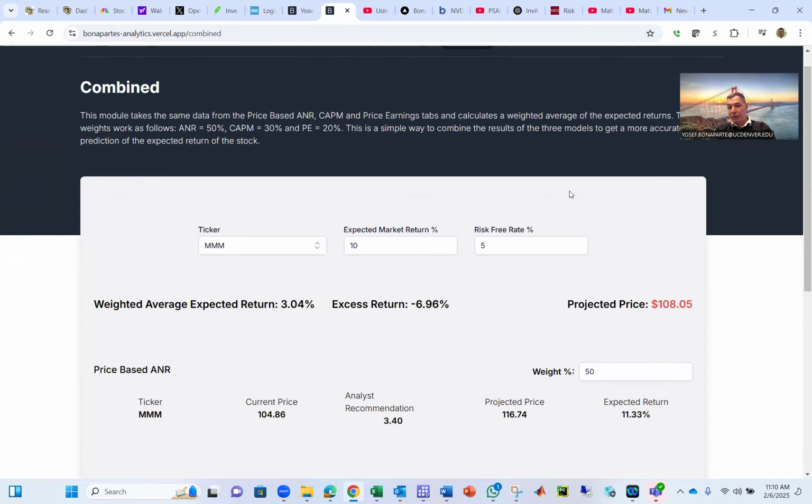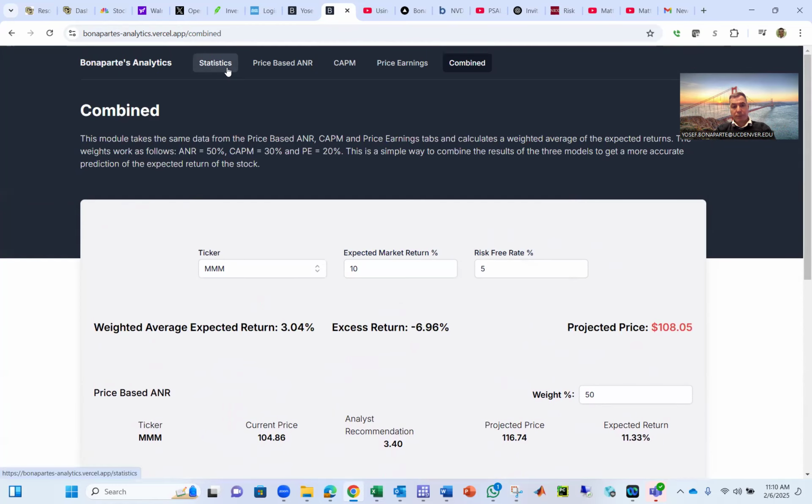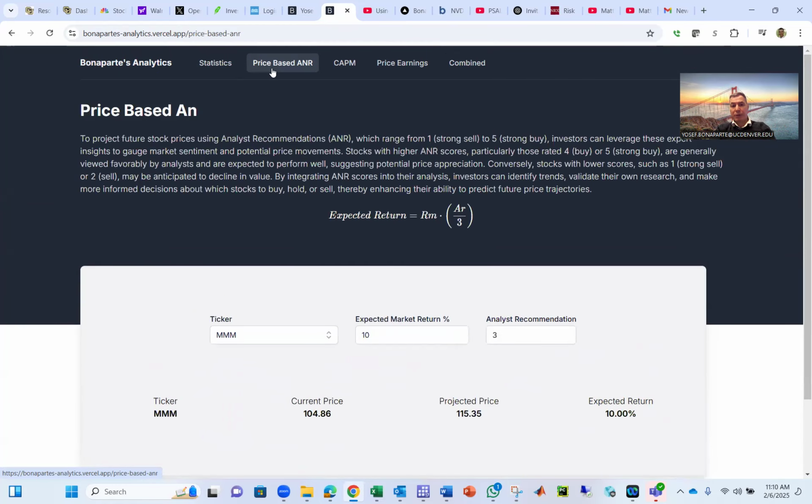You're going to give weight for every model and then give you the projected price. Okay, let's do it. So let's start with the first model. As I said, analyst recommendation from 1 to 5. 5 is a strong buy, 1 is a strong sell, and then you see what's the analyst opinion about the company.